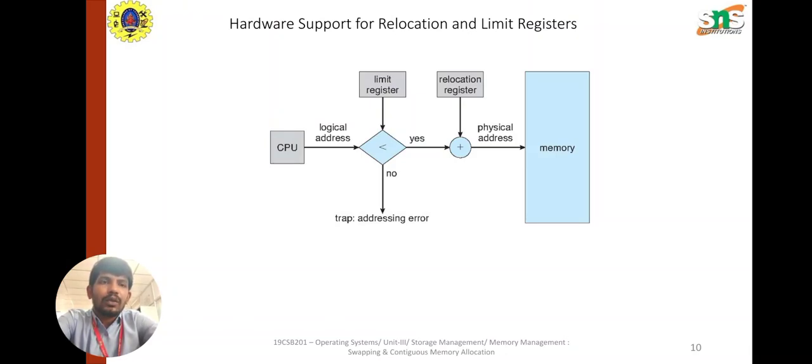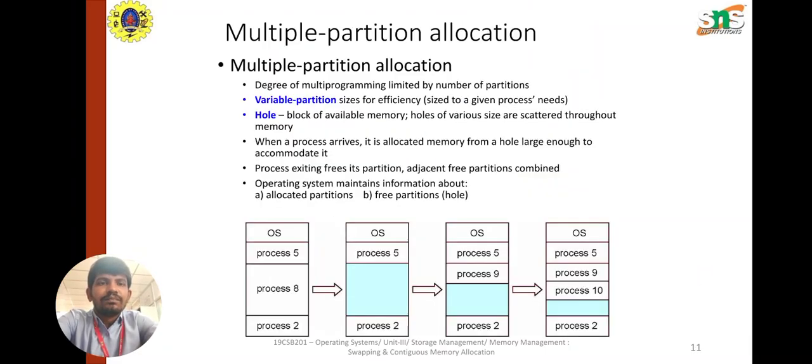We have the CPU and memory, and in between we have the logical address and the physical address, along with the limit and relocation registers. If the address is less than the limit, it is added to the relocation register to give the physical address and goes into memory. If not, it results in an addressing error.